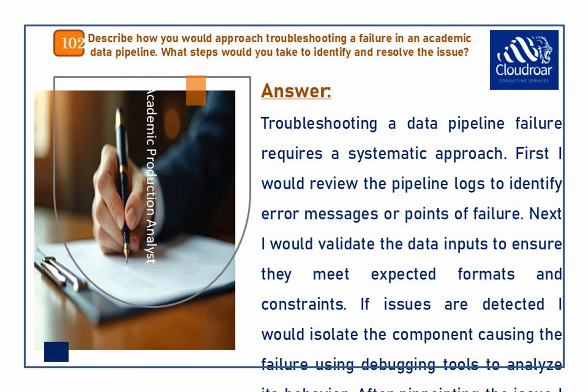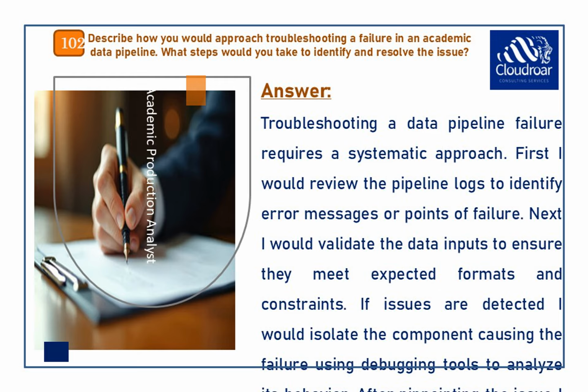Question 102. Describe how you would approach troubleshooting a failure in an academic data pipeline. What steps would you take to identify and resolve the issue? Troubleshooting a data pipeline failure requires a systematic approach. First, I would review the pipeline logs to identify error messages or points of failure. Next, I would validate the data inputs to ensure they meet expected formats and constraints.